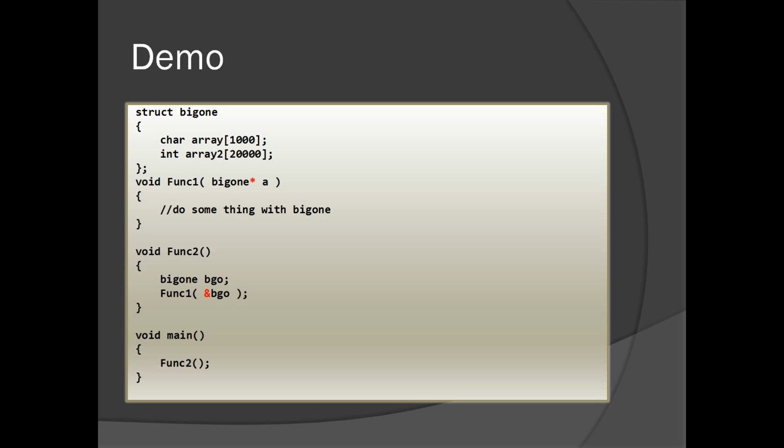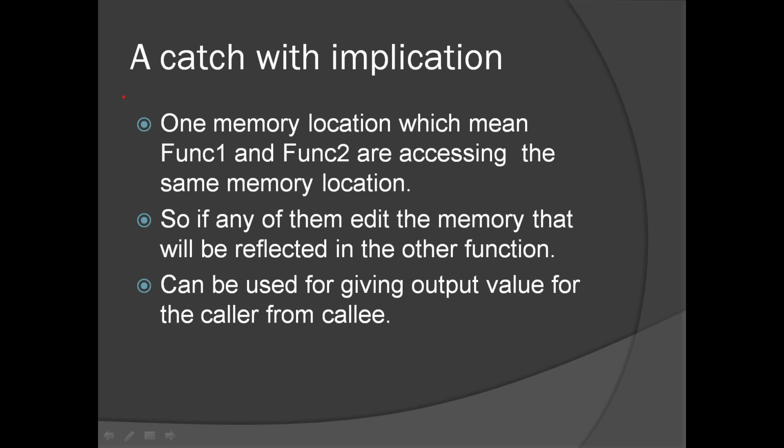So we have seen the changes. We have added a star and an ampersand. So these are the changes we did, ampersand and star. We have seen this demo. We have to remember a couple of points here. The memory location is shared, as I mentioned. So if any of the functions edits it, that will be reflected in the other function. If the callee edits, it will be reflected in the caller.